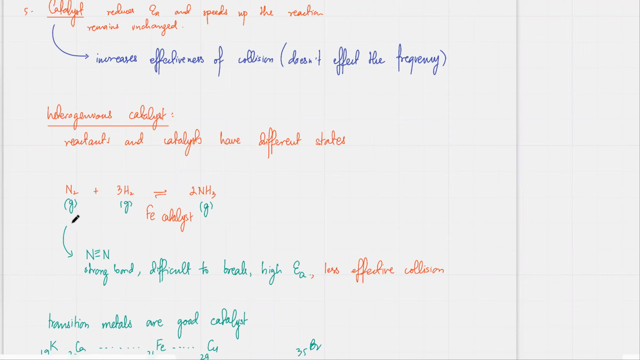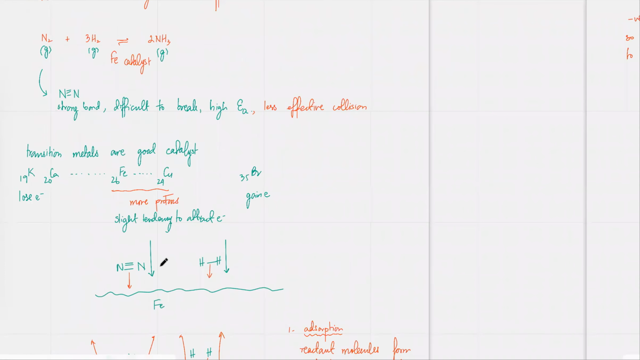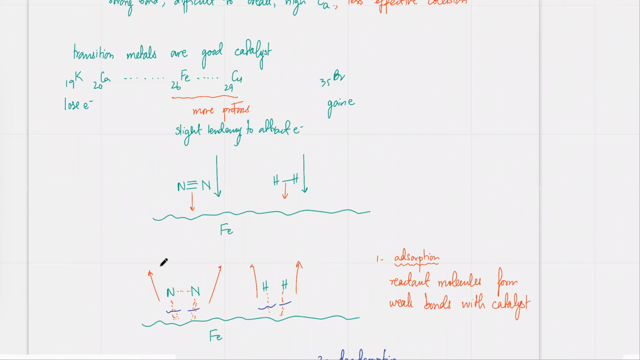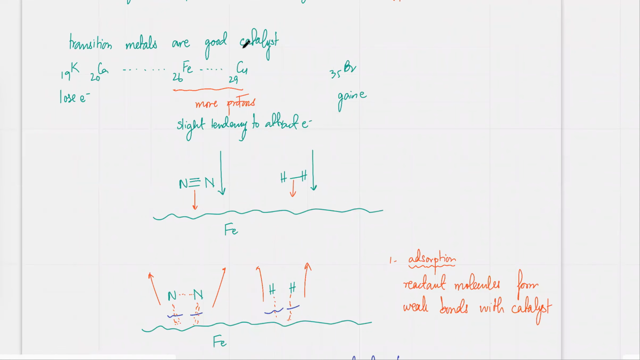How does that work? The N has a triple bond. It's a very strong triple bond. It's difficult to break. What transition metal catalysts usually do is, because they've got more protons, they have this slight tendency to attract electrons. So what this Fe would do is start attracting the electrons from the triple bond. The electrons in the triple bond are going to get attracted very, very slightly to Fe. That would weaken the triple bond, and the triple bond would eventually break.